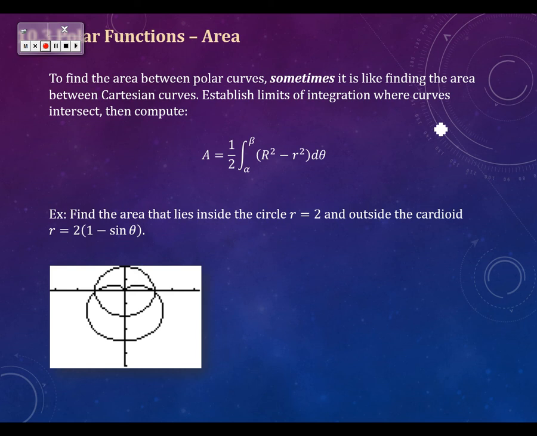All right, so here's my picture of this. We got two graphs here to figure out the area between. Let's be clear about what we're asking. Find the area that lies inside the circle, r equals 2. That's inside this guy. And outside the cardioid. So what region am I describing?